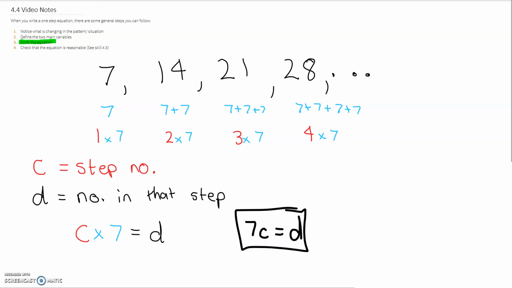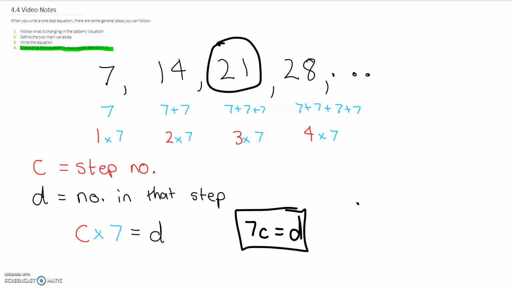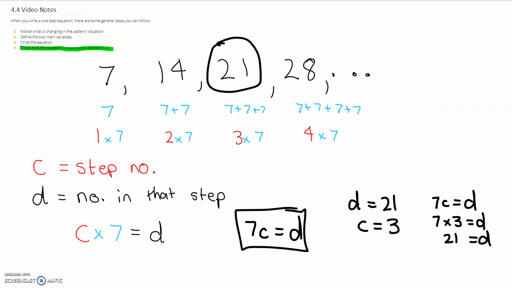And then once again, let's check our answer by substituting into it. Again, we can pick any step. I'm just going to pick this step here. So I'm going to say that D is 21. C, this is the third step in the pattern. So let's substitute in. So we know that 7C equals D. C is 3. And 7 times 3 is 21. Hey, that matches. Woohoo! Our equation is correct.